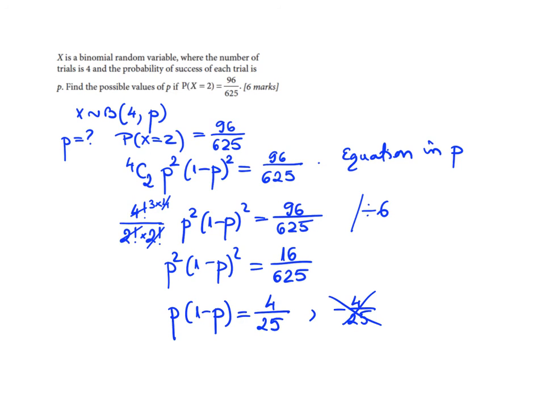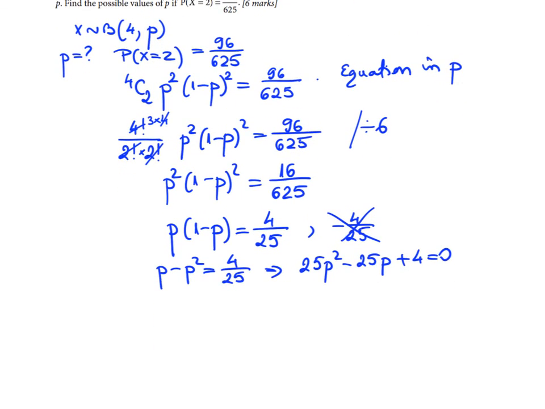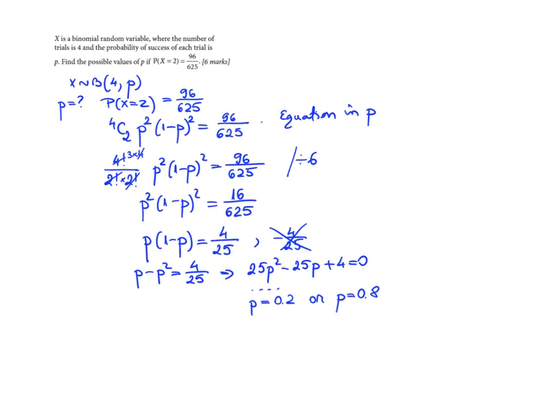And now see how I turn it into a quadratic equation. So if I open the brackets, I get p minus p squared equals 4 over 25. I can multiply both sides by 25, so I get 25p squared minus 25p plus 4 equals 0. And then I'm going to apply the quadratic formula. And after I apply the quadratic formula, I'm going to get p equals 0.2 or p equals 0.8. I'm looking if both make sense. Yes, they represent probability, so they need to be between 0 and 1. So both of them are solutions to my problem.